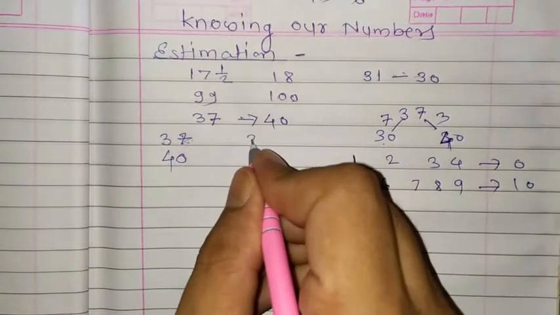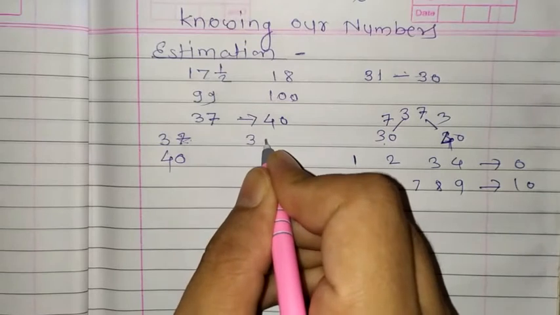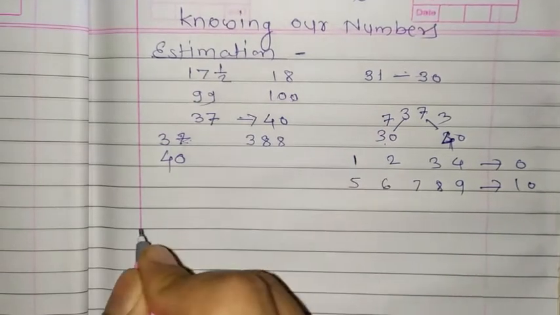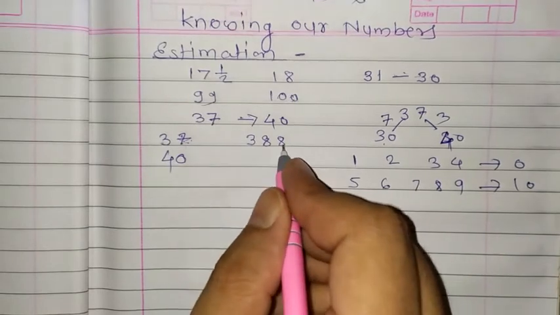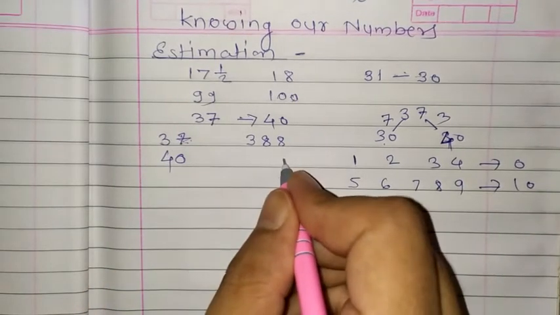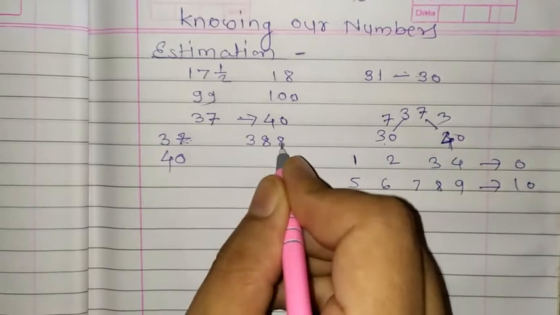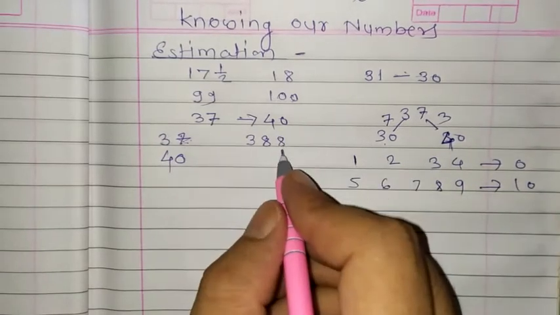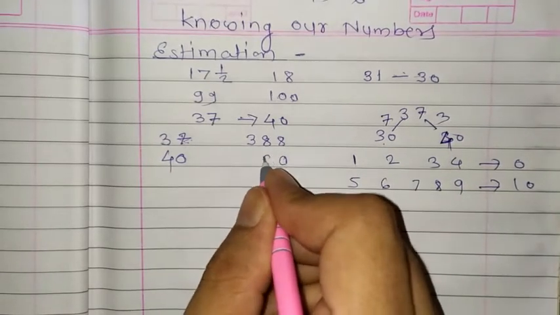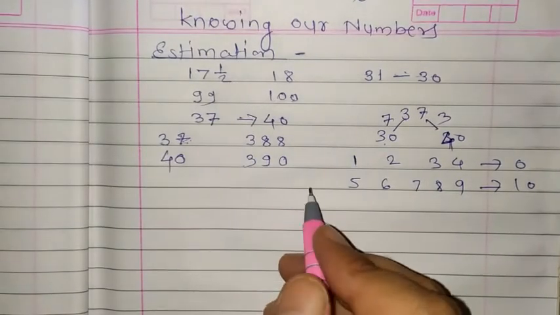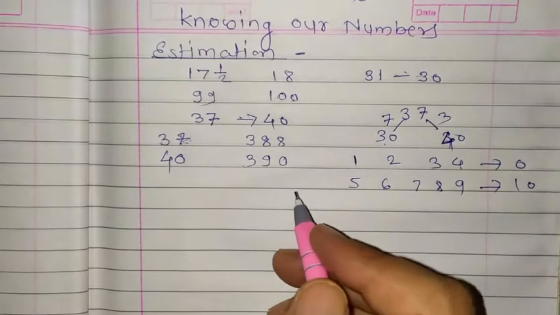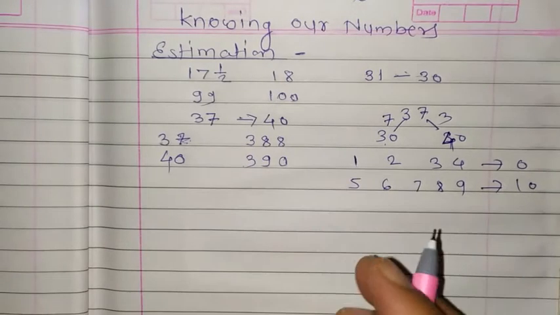One more example. Suppose we take 388. Here 8 is a bigger digit, so first we write 0. As 8 is more than 5, the 8 in the tens place is converted into 9. So it is 390. In this way you can use the estimation technique.